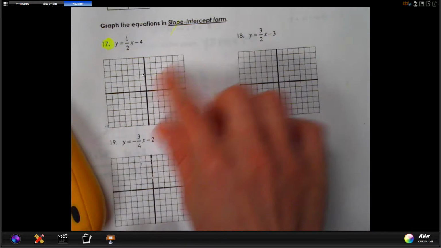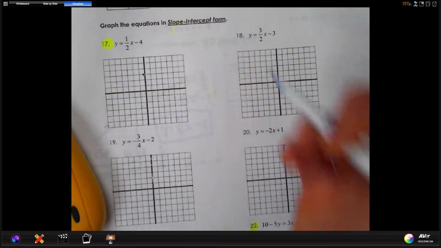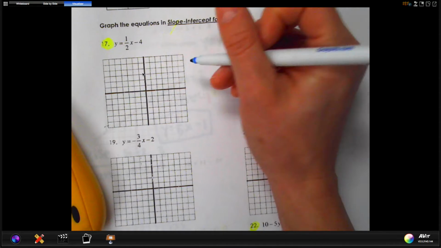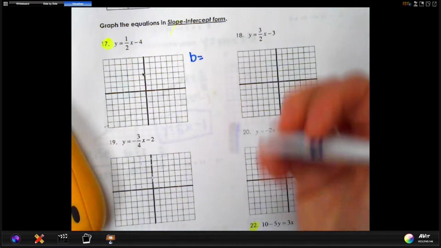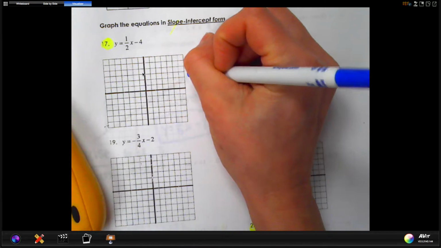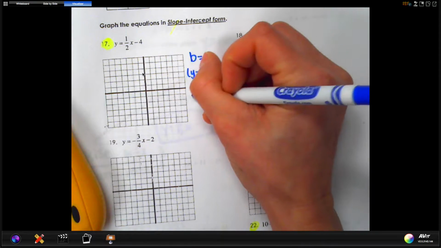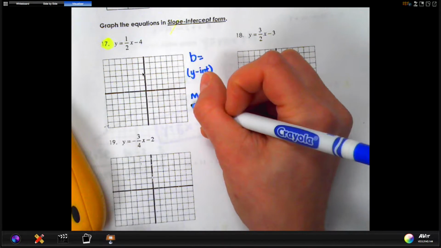Okay, so the first one that we're going to look at is number 17. When you're on the exam and you're looking to graph an equation in slope-intercept form, the first thing that you should look for are the slope and the y-intercept. Now, if you're in my class, we usually like to start with finding the y-intercept or the b. Since this is your notes, you might want to write on that this is the y-intercept. And then we usually find the slope second, which we represent with m.